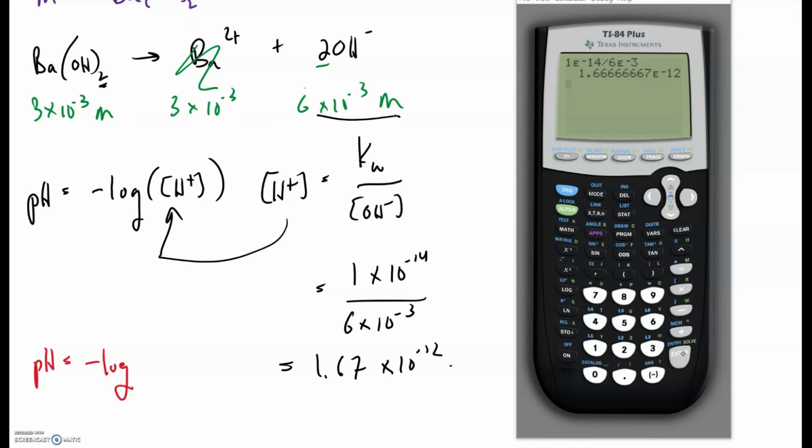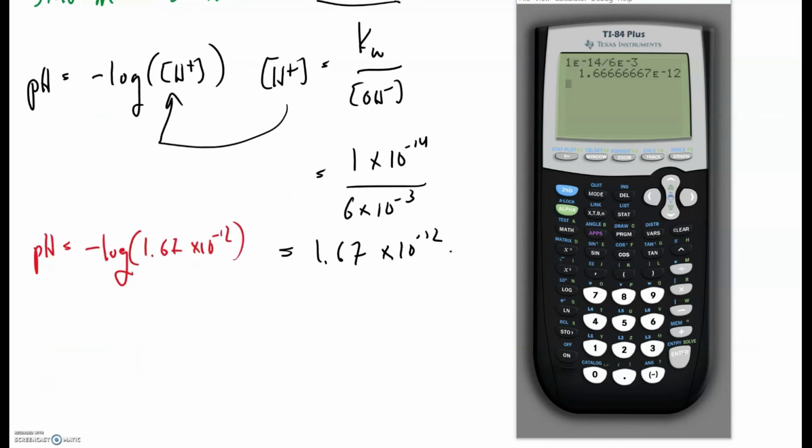So negative log, in this case, 1.67 times 10 to the negative 12. So we're simply going to take negative log, and I'm going to be slick and just use the answer function. We get a pH of 11.78. Makes sense, it's a base, it should be greater than 7.